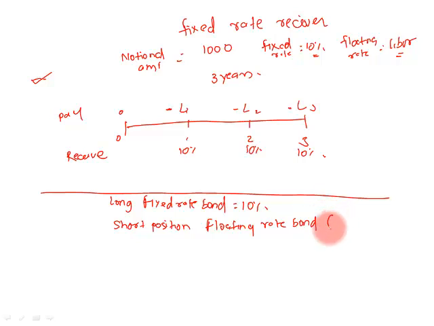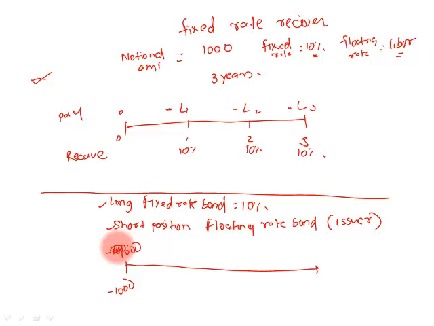A short position simply means you are issuing the bond. Issuer. So now what happens? This is time 0. In fact, in the earlier calculation we missed this. When I take a long position, I will have to shell out 1000. Correct? When I am buying the bond, I will have to pay that amount to buy the bond. But when I am issuing the bond, again I will receive 1000.